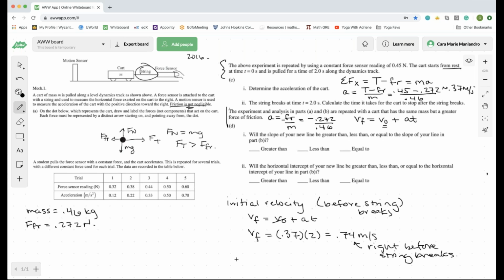Then I plug that in up here. I know my final velocity is 0, because it's going to come to rest. I'm starting with 0.74, and then my acceleration is this value. When I solve for t, I get 1.28 seconds. So that's kind of a two-part problem there. Does anybody have any questions? Okay.